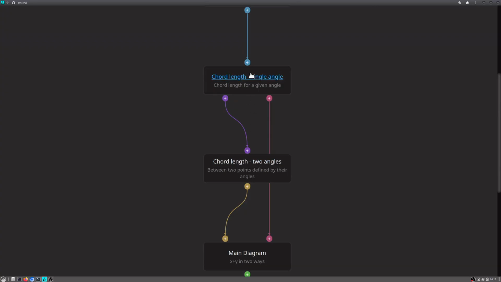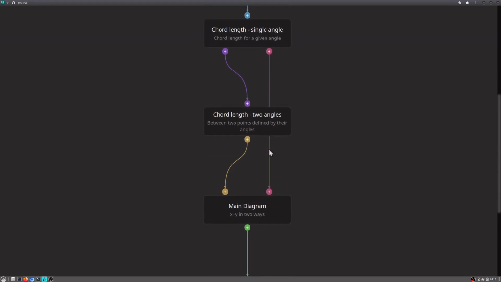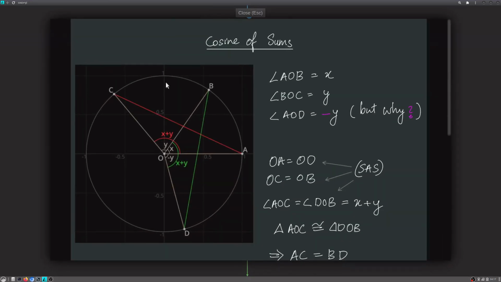So based on the insights from these two cases, we are going to build the diagram for the proof. Let's start with the angle X sitting here, that is angle AOB is X. And now for Y we have two options: either we can put Y on this side or on the other side. If we put it here, that is BOC is angle Y, and if we put it in the other direction, AOD is minus Y because it's going in the negative direction.